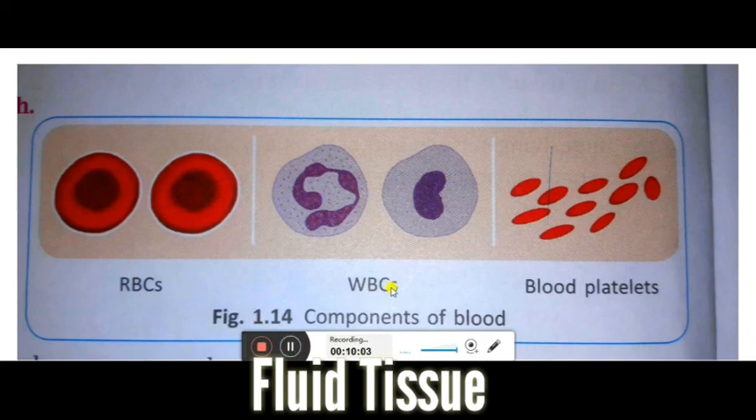And WBCs are known as the soldiers of the body. Why? Because they fight and kill germs which have entered our body and do harm inside it. The germs are not supposed to enter, but once they have entered, the WBCs will start controlling them, fight them and kill them, and then we get protected. And the blood platelets are helpful for the clotting of the blood. They do not let us lose blood from our body.